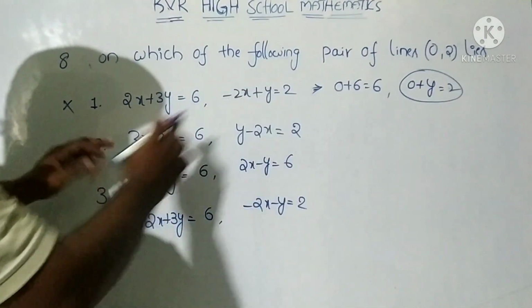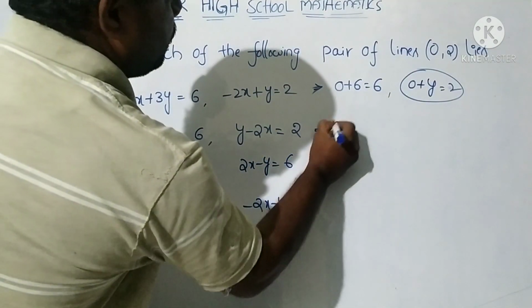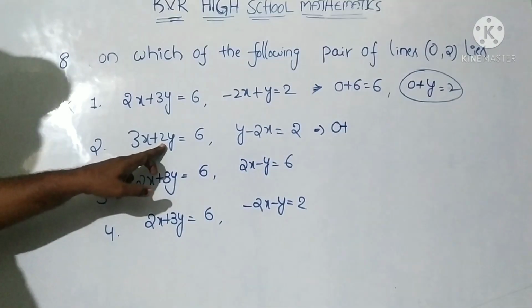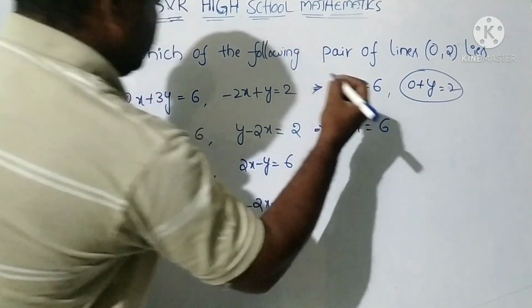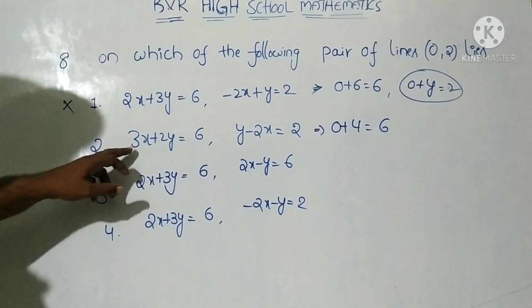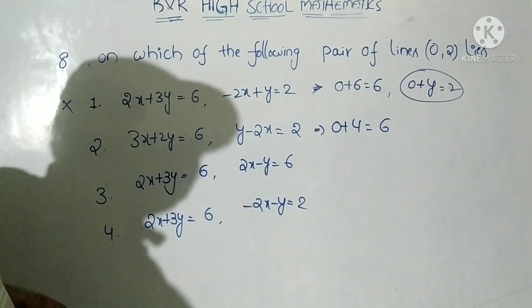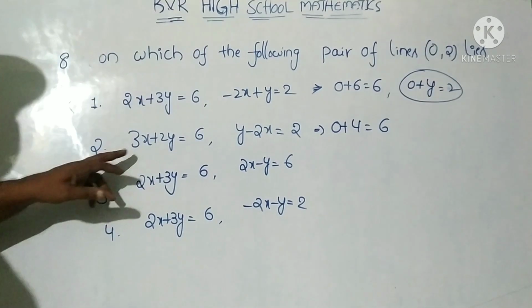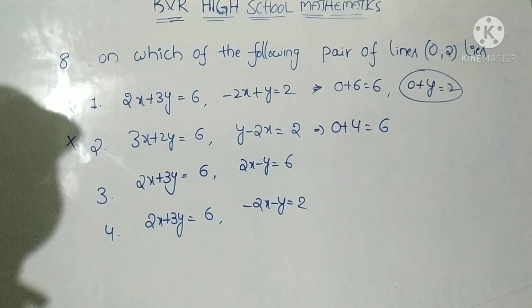So the x coordinate is 0, and the y coordinate is 3. Substituting 3 and 0: 0 plus 2 threes are 6, so 0 plus 6 equals 6. Wait, here the first equation is not satisfied. Okay, don't check the second equation, there is no need for that. So the second option is also wrong, false.